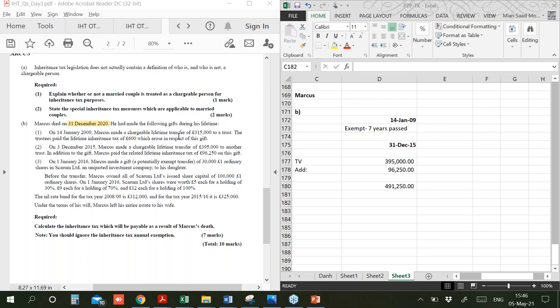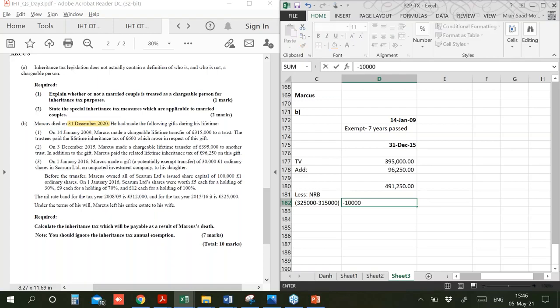Now, this is a chargeable lifetime transfer value given to us. So I will not be deducting any annual exemption from that because it is the chargeable value. So to calculate NRB, I will state here less NRB, and I'll tell the examiner that I have computed NRB as 325,000 minus 315,000. So the remaining NRB would be 10,000 only.